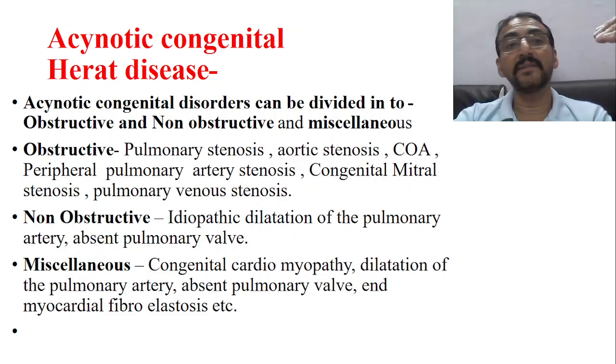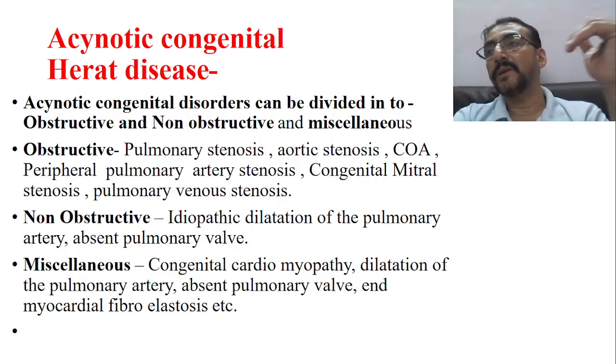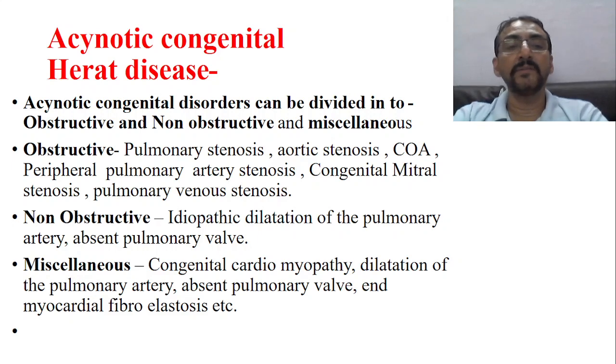Similarly, some of the acyanotic congenital heart disorders are non-obstructive. There is no obstruction. In the above cases there is clear-cut obstruction, but sometimes there is no obstruction. What is that? Idiopathic dilatation of the pulmonary artery or absent pulmonary valve. These are the two conditions where there may be acyanotic congenital heart disease but there is no cyanosis. The cause is idiopathic dilatation of the pulmonary artery. The pulmonary artery is more dilated. Then similarly, absent pulmonary valve. The pulmonary valve is not there.